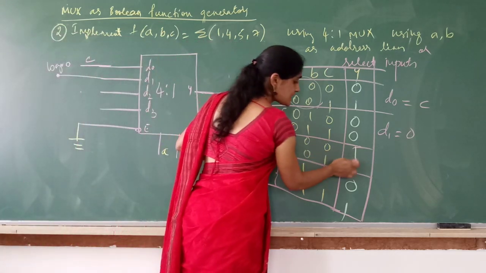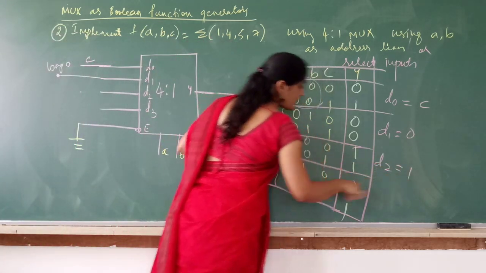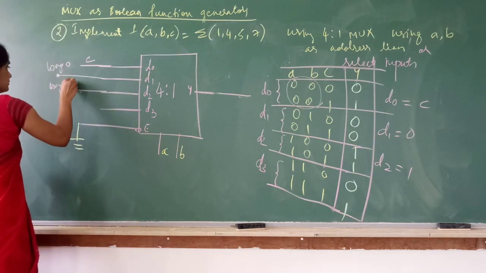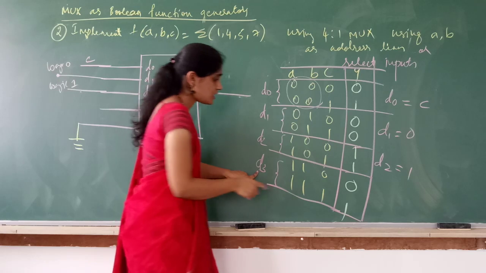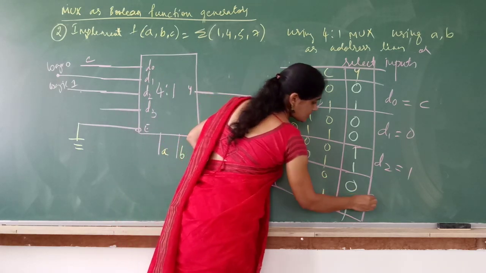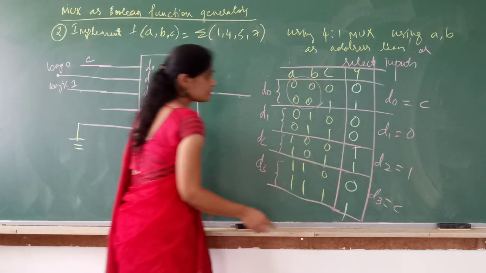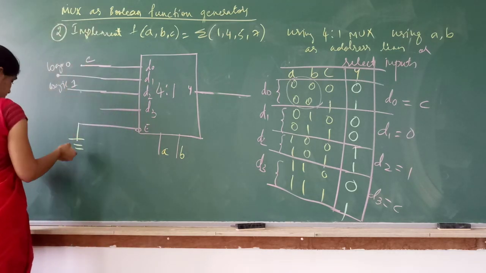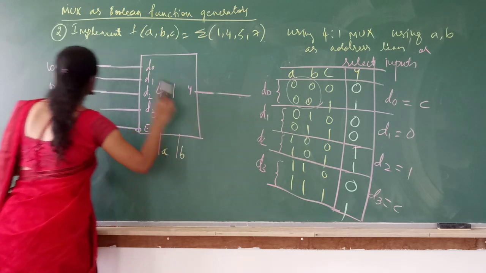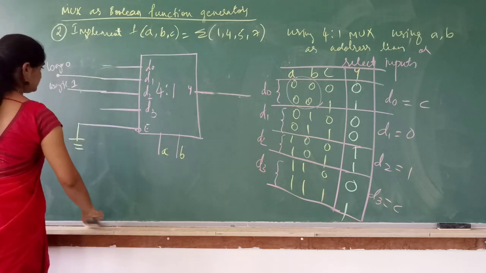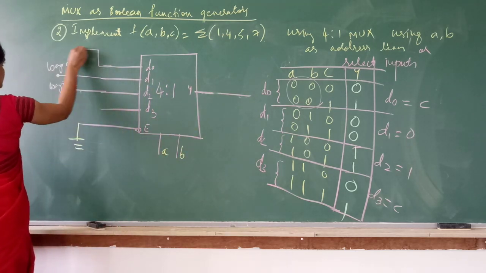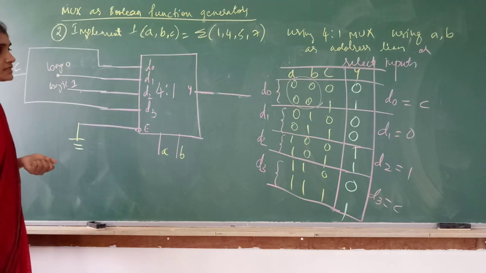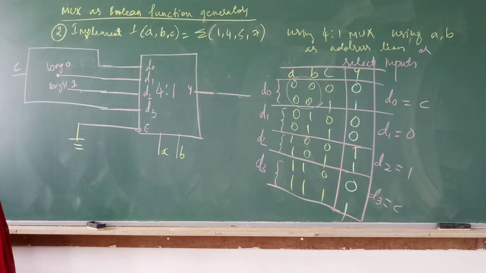Here, output is the same for both, so D2 is 1. And D3 is the same as C. So D3 is also equal to C. So the same C you can connect here also. So this is the implementation. Very simple. Okay.